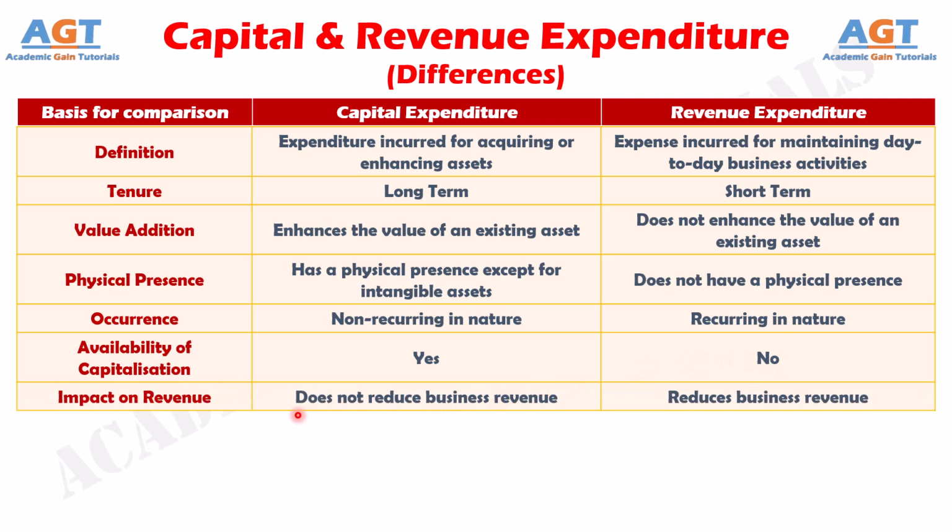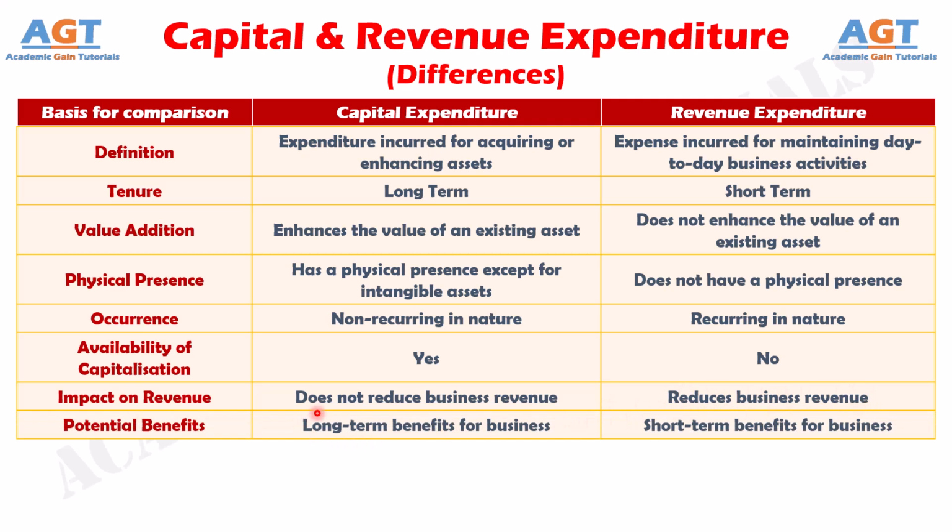Number 7, capital expenditure does not reduce business revenue, whereas revenue expenditure reduces business revenue. Number 8, capital expenditure provides long-term benefits for a business, whereas revenue expenditure provides short-term benefits for a business.